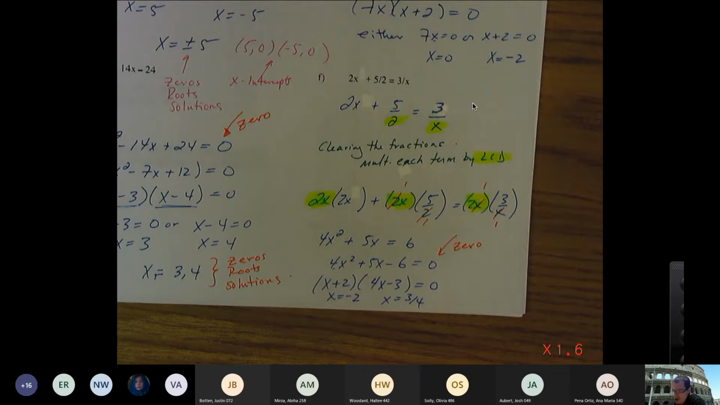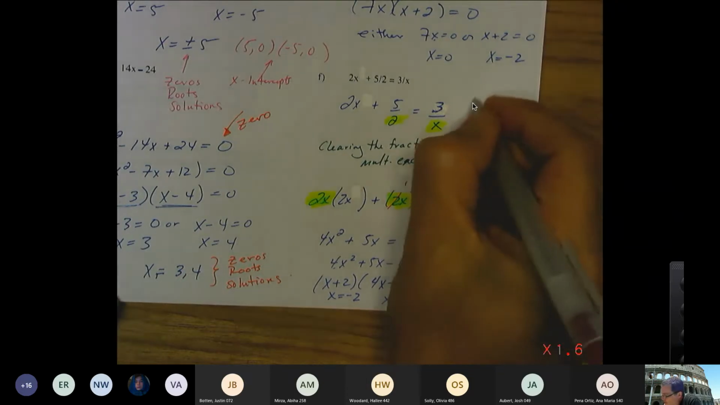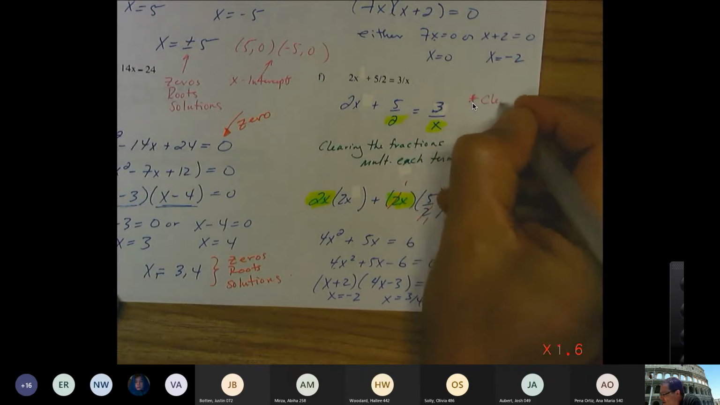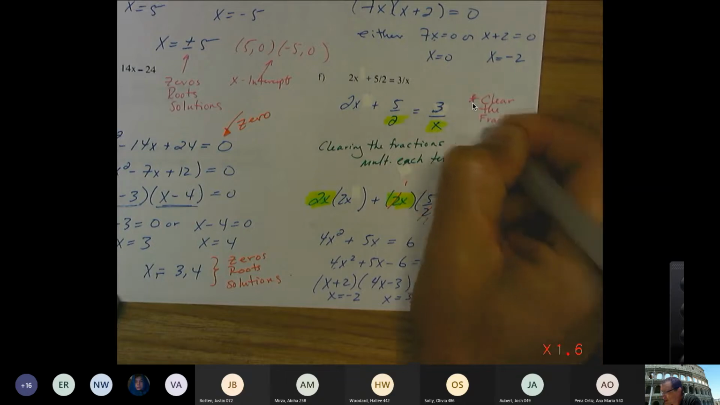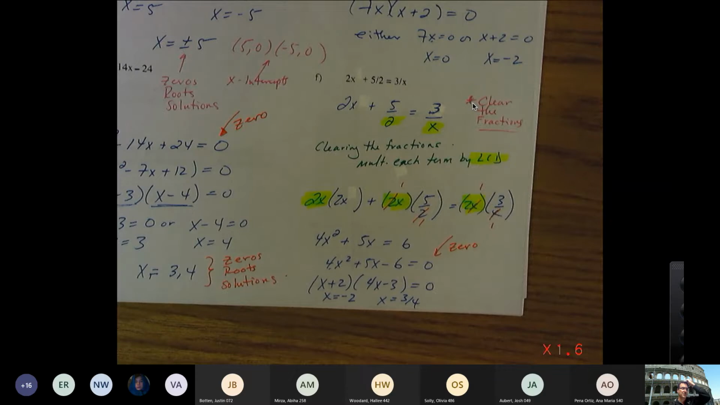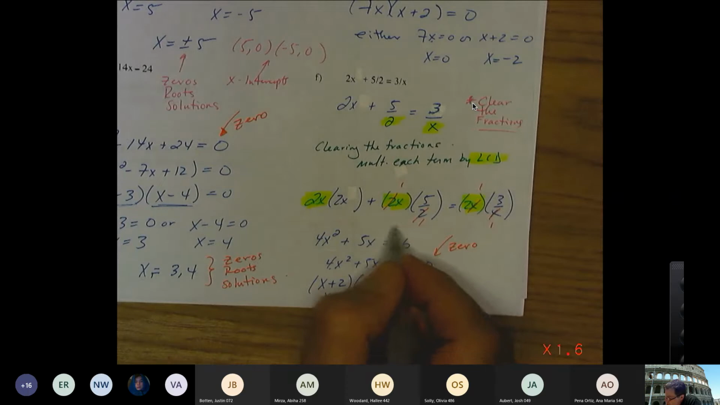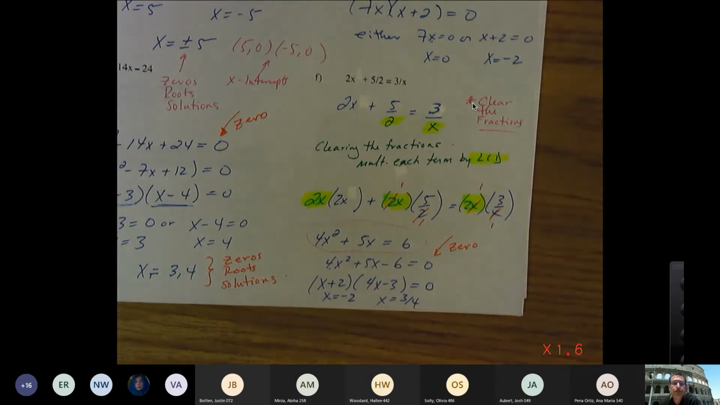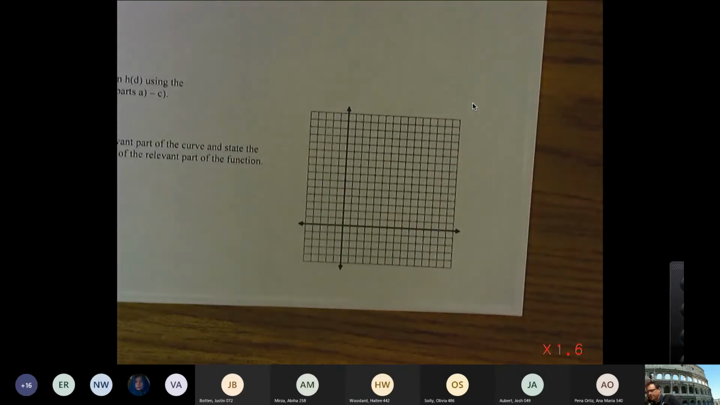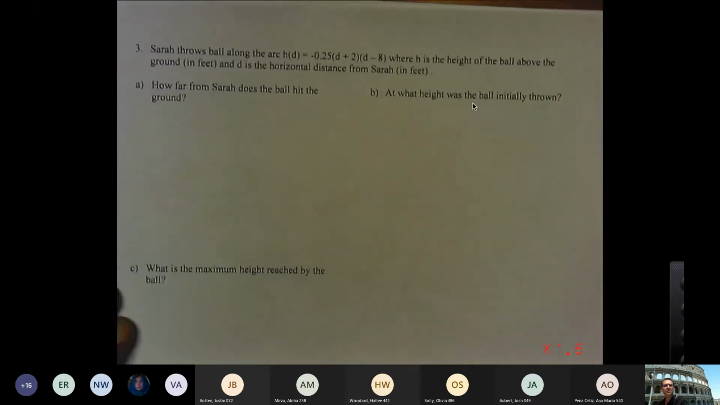So whenever you're given a fraction, you want to clear the fractions. And it's going to make your life so much easier, because what we get is a question without any fractions in it. Okay? I'll give you a little bit of time to copy this down before I start.